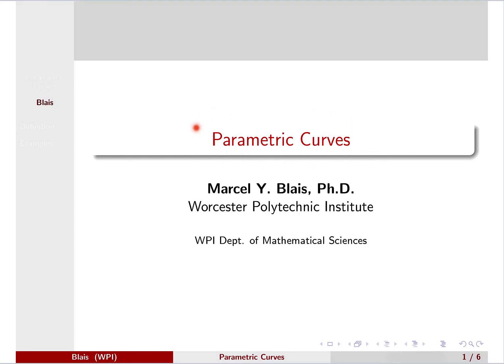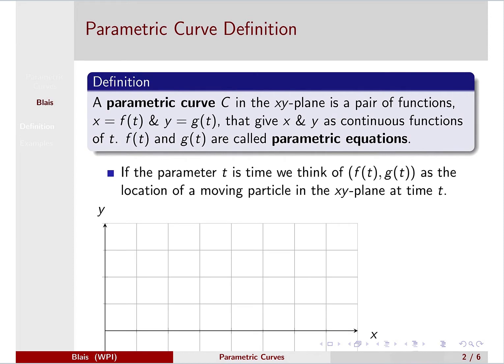In this lecture, we'll be covering the topic of parametric curves. We start with the definition. A parametric curve C in the xy plane is a pair of functions, x equals f of t and y equals g of t, that give x and y as continuous functions of t. f of t and g of t are called parametric equations.